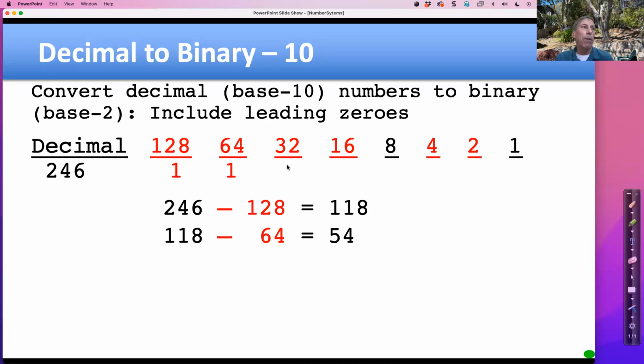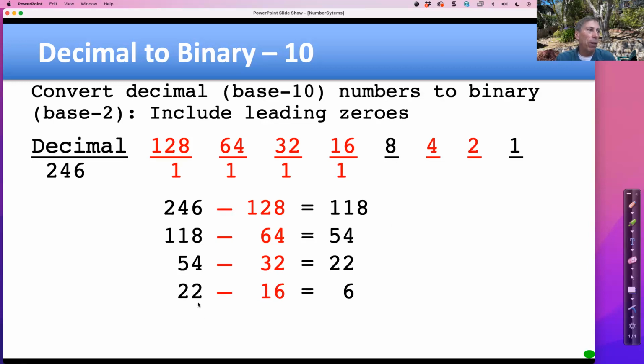Am I going to give you a $32 bill? Yes, because that will help decrease it. So I'll give you a $32 bill. Subtract that, 54 minus 32. Now I still owe you $22. And we're going to give you a $16 bill. Will that help? Yes, it will. So let me give you a $16 bill and see what I owe you now. I did owe you $22. I just gave you a $16 bill. Now I only owe you $6.